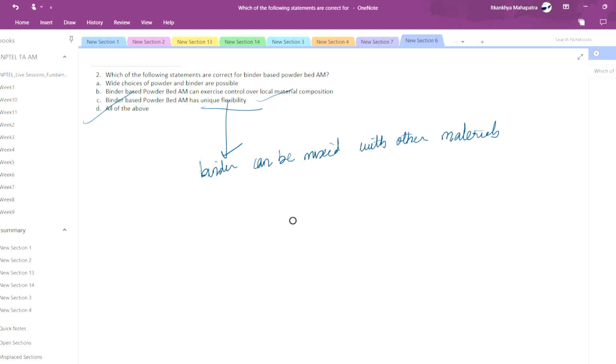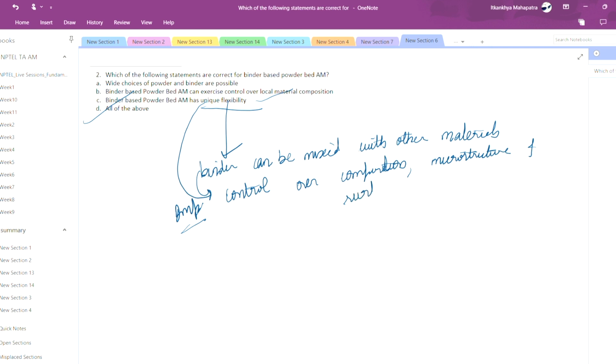That means this is a very important point. Now this has control over composition, microstructure and surface texture.